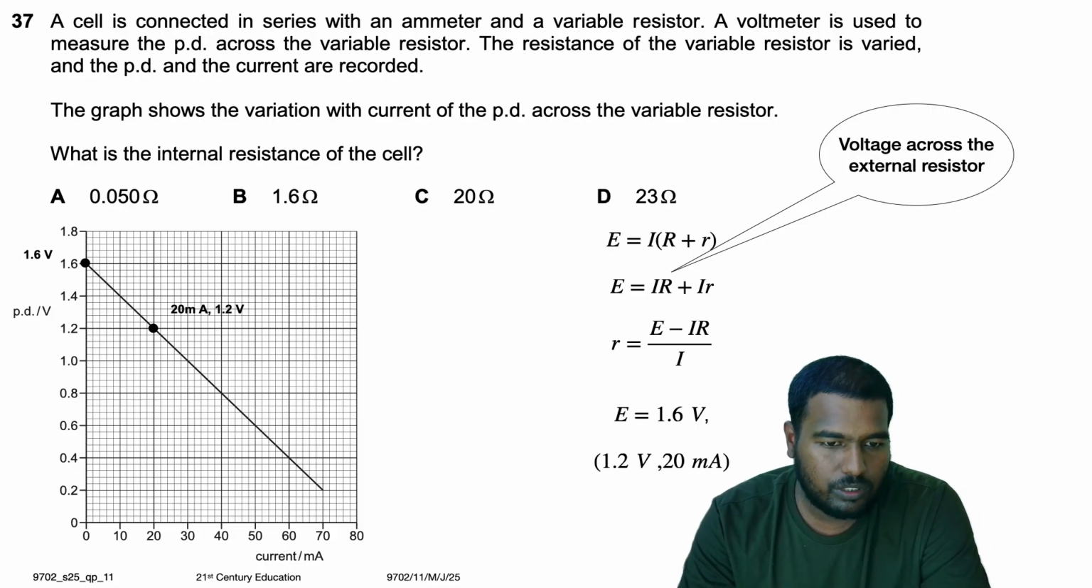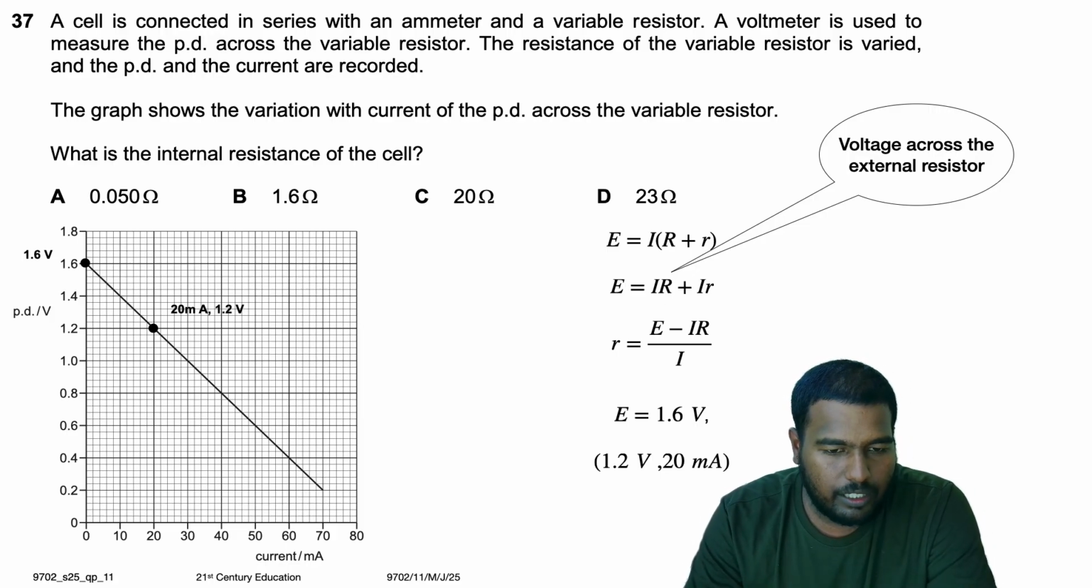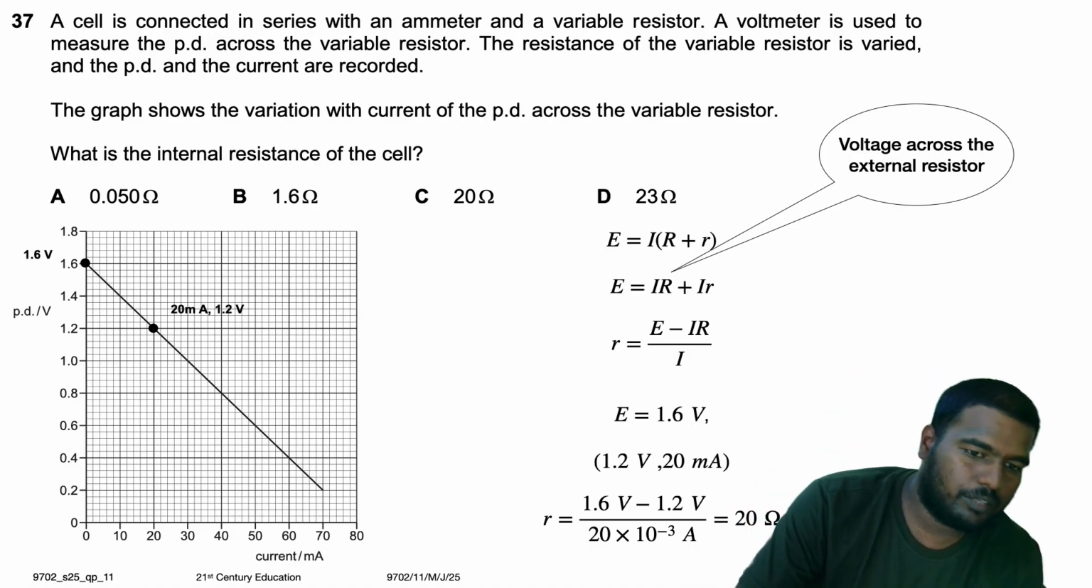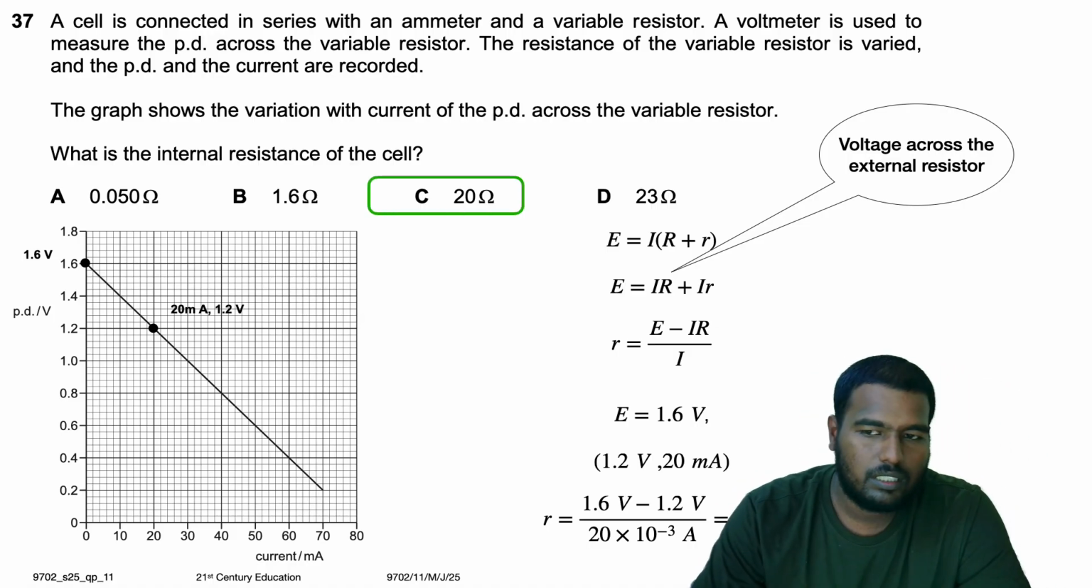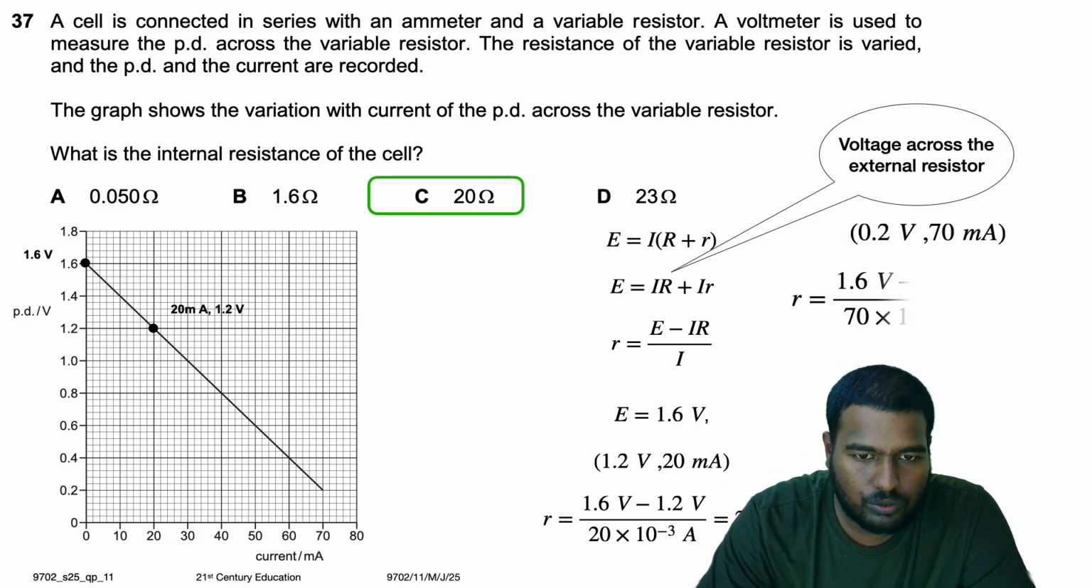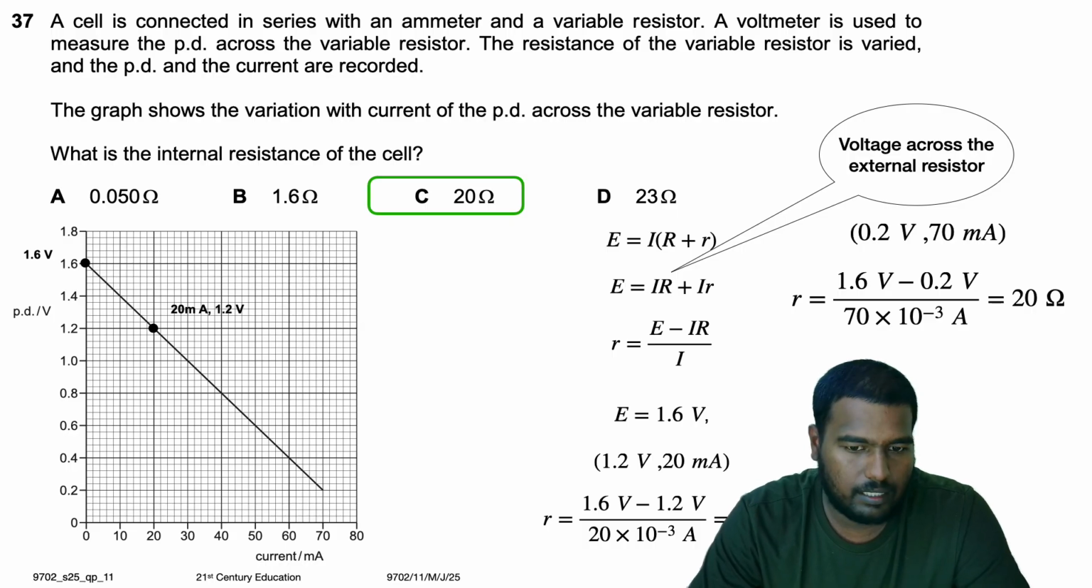So now let's substitute these values. For I 20 milliampere, capital IR 1.2 volt, E is 1.6 volt. So we will get, how much do you get? 20 ohms. So see, even if you take another value also, it will work. Maybe we can take 0.2 comma 70 milliampere. That will also still work.